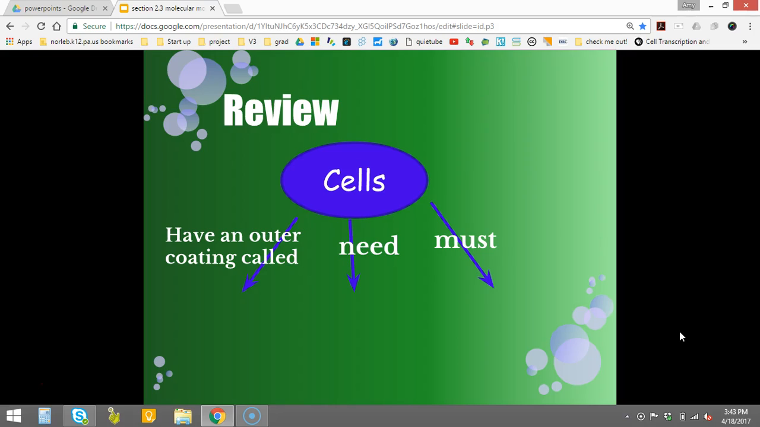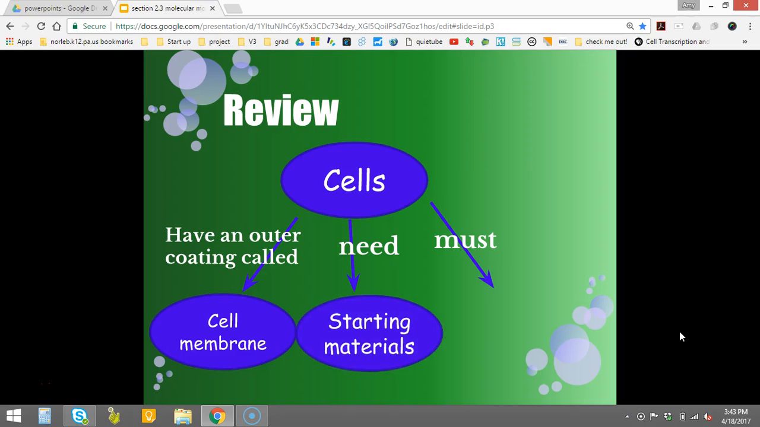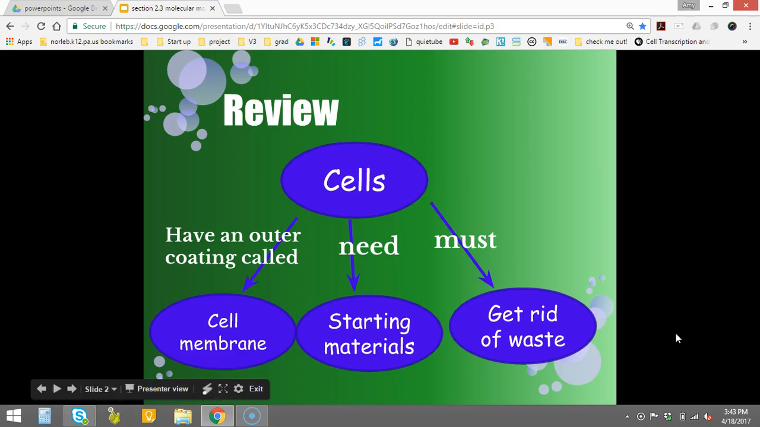We're starting with a review. So if you take a look in your book at page 56, up at the top there is a section called Before You Learned. In reading those three objectives, you will learn that cells have an outer coating called a cell membrane. Cells need starting materials, and cells must get rid of waste. These are all things that we have learned prior to this lesson. So what we're using that information for today is looking at how the starting materials and the waste go through the cell membrane.